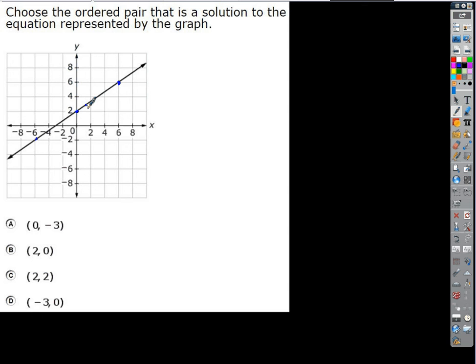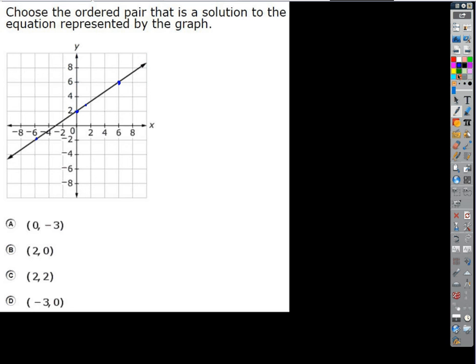Who knows what the decimal values are for those x and y values? They're all there, right? So if we're trying to choose the ordered pair that's a solution, it's got to be the point that's on the function, that's on the graph. So which one is it? (-3, 0). Or (0, -3), right?